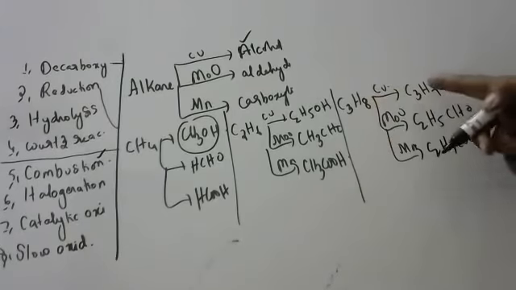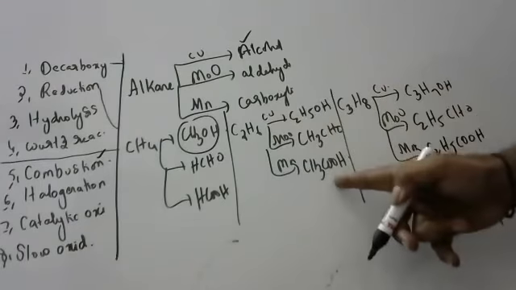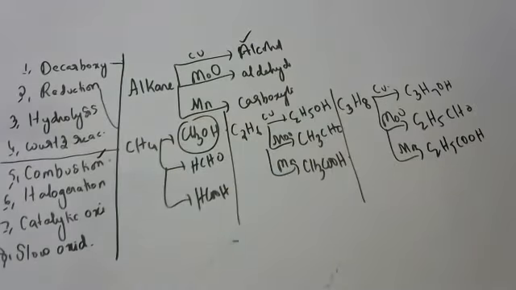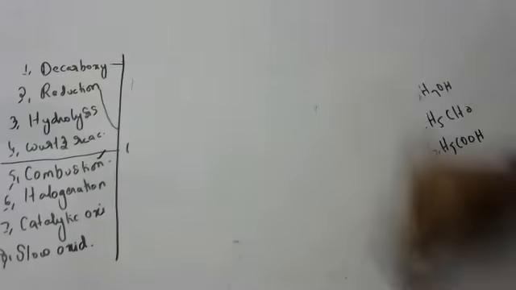Propane will give propanol, propanal, propanoic acid. Ethane will give ethanol, ethanal, ethanoic acid. Methane will give methanol, methanal, methanoic acid. Like this. This is catalytic oxidation. And the last one is slow oxidation.